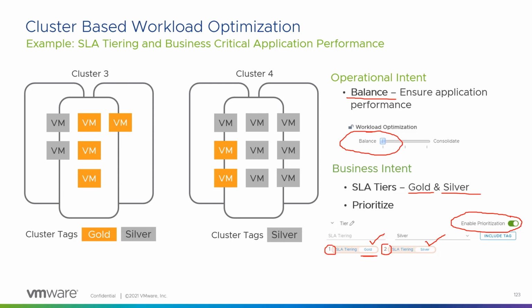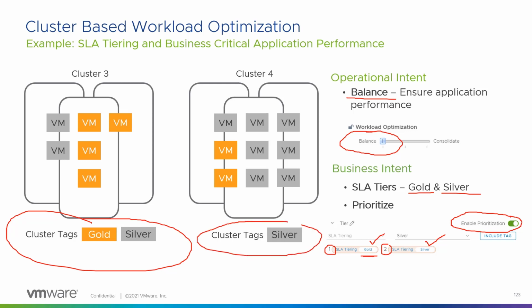Now, when I go to the actual environment, I'm going to label the gold cluster with both gold and silver tags, and cluster 4, which is my silver older hardware, still good but not super fast, I'm going to label with silver. Right? And now I just go through and I label all my VMs, gold, silver, etc. Okay. Now watch what happens when we turn on workload optimization.